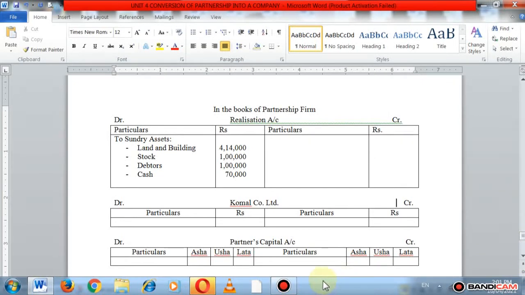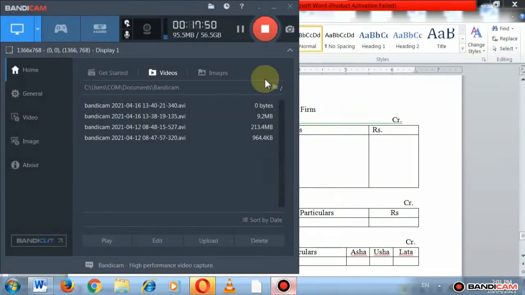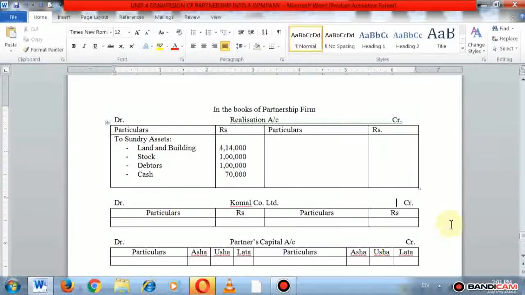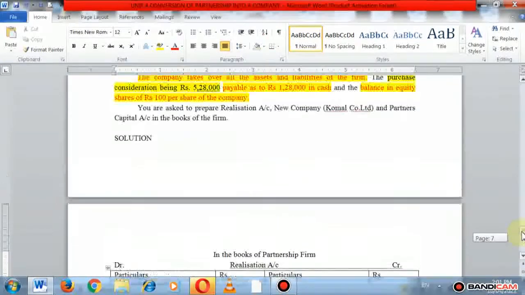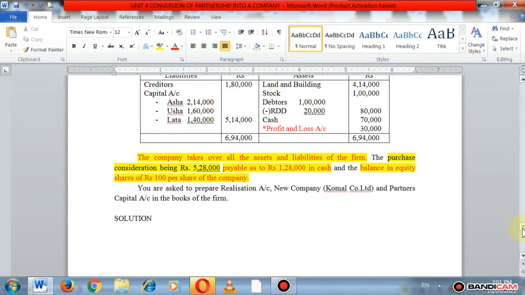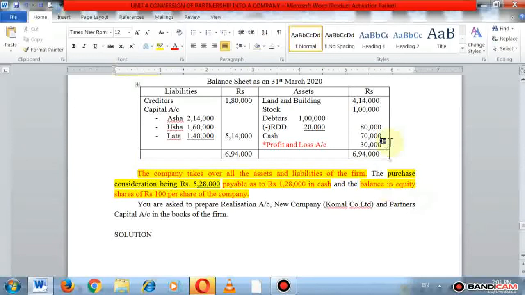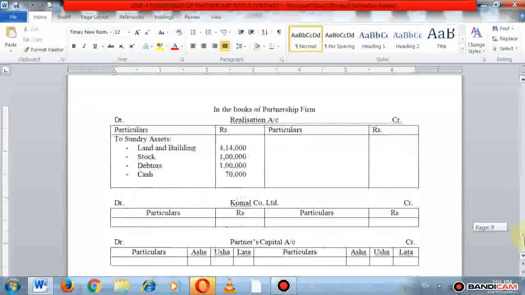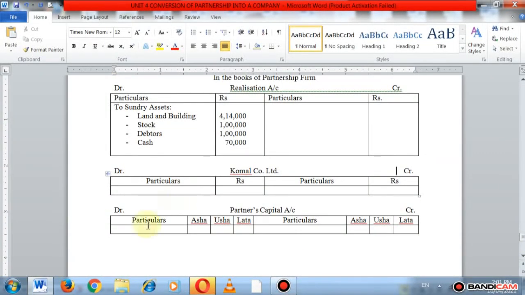We transfer all assets to realization at book value. Only one item on asset side, that is profit and loss account debit balance, is not transferred to realization account because it is last year's profit, and last year's profit is distributed among the partners of the partnership firm.